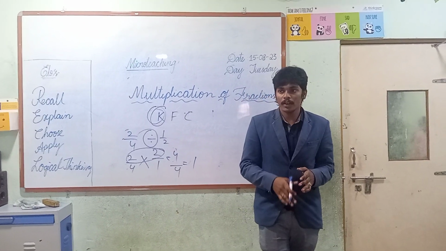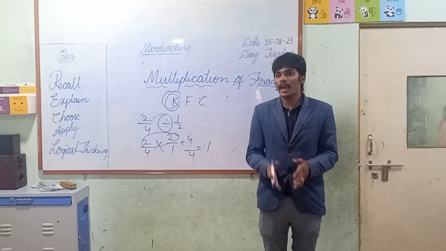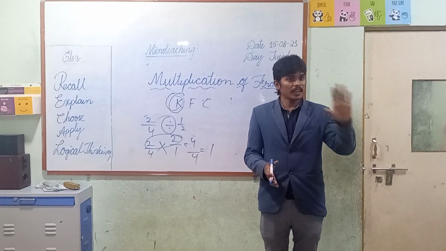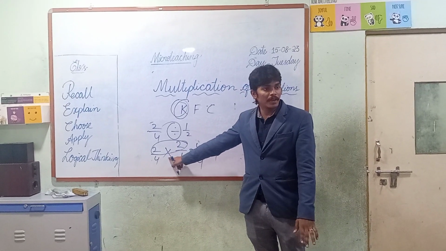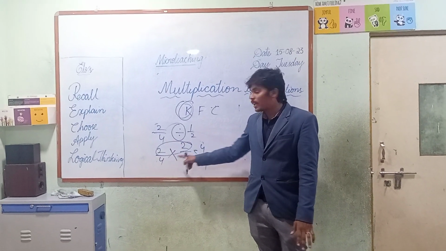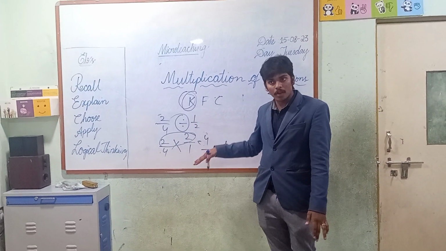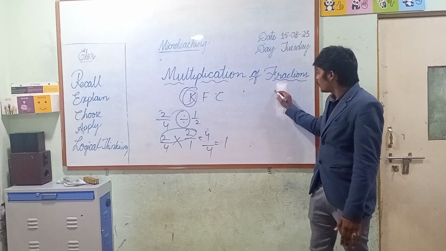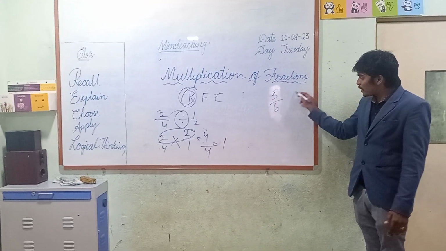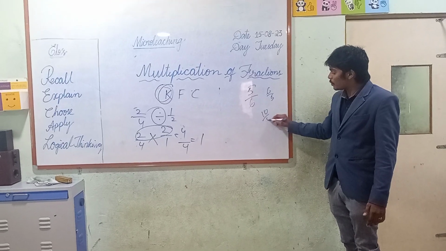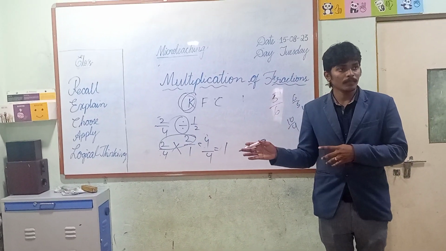So whenever you are getting a fraction divided by another fraction, you have to keep the first fraction as it is, and next change the division symbol into multiplication, and then flip the second fraction. If it is 1 by 2, we make the numerator into denominator and denominator into numerator. For example, 5 by 6 should become 6 by 5. If it is 10 by 4, we make it 4 by 10. So is there any doubt in this?